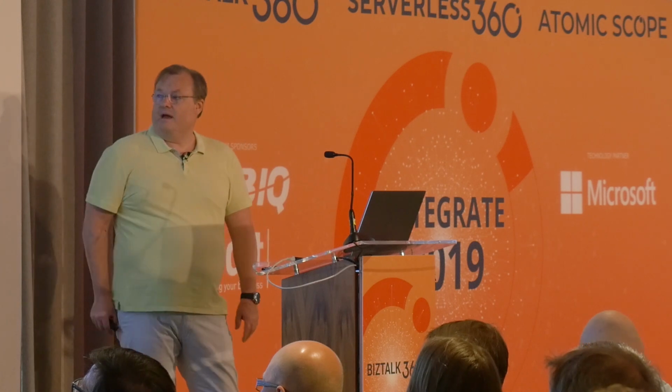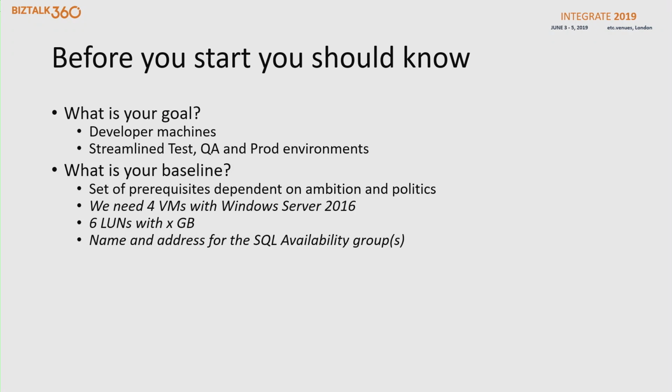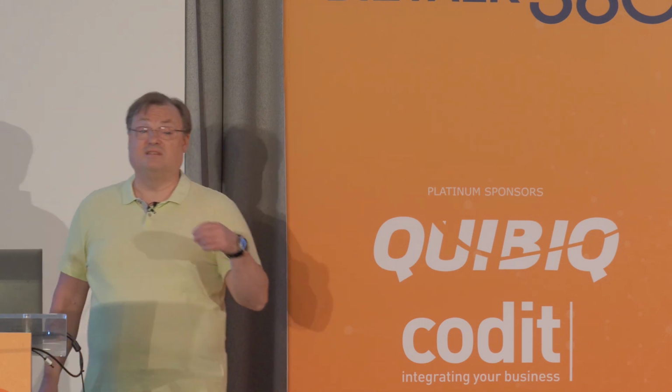And it could be something like, okay, we need 4 VMs with Windows Server 2016 or 2019 for BizTalk 2020. We need 6 LUNs with a certain space and so on. So document it. So you know next time you get back to the scripts and are going to install the environment again, then you know from where you're going. Then you can check the documentation to actually see that you have everything in place.